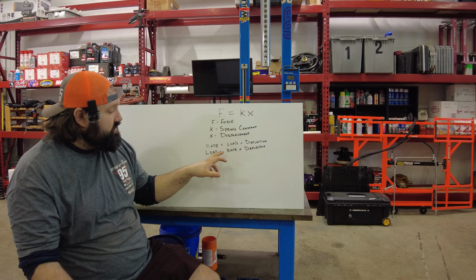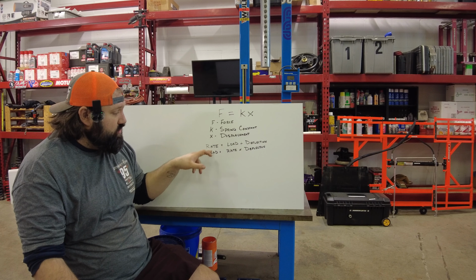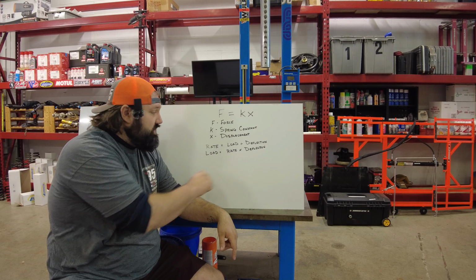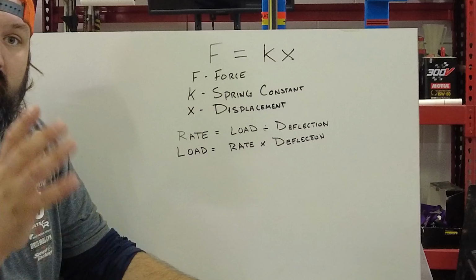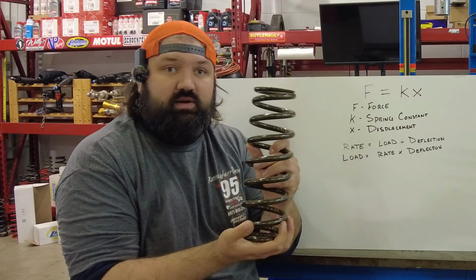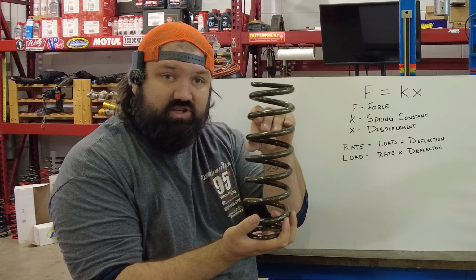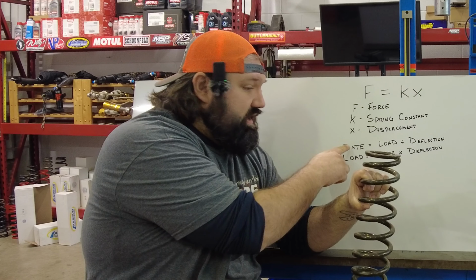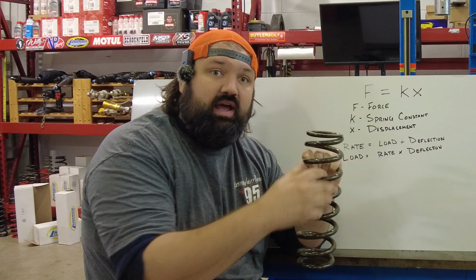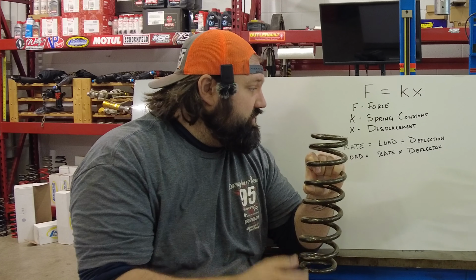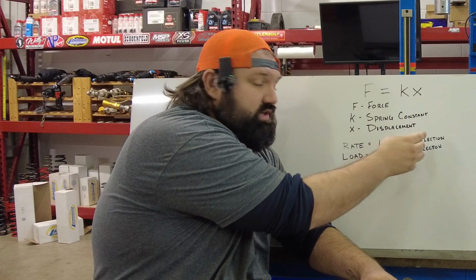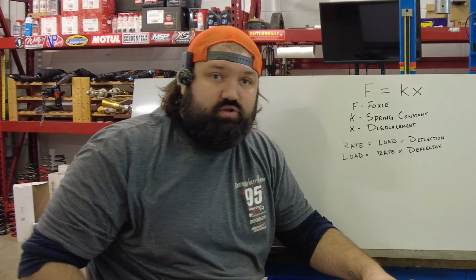If we go down here to our rate versus load equation differences, we can see the relationship between rate and load in these two equations. Rate is the load divided by the deflection. If we take a spring like this and we compress it 2 inches, we want to find the rate, and the spring produces 500 pounds of load at that 2 inches of deflection. What we can do is take that load, which is 500, divide by the deflection, which is 2, and we get a rate of 250.